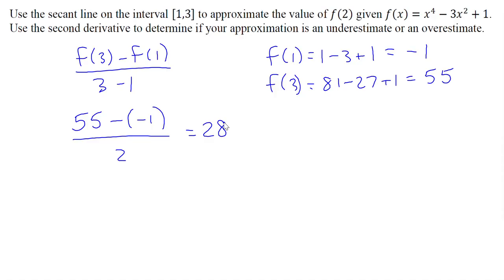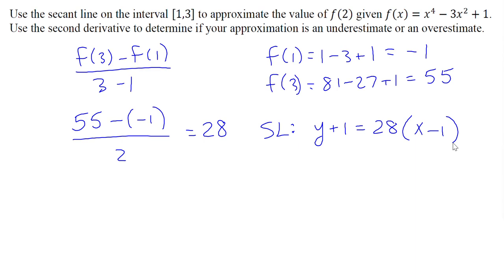We can write our secant line using either of these 2 points, either the point 1, negative 1, or the point 3, 55. I'm going to use 1, negative 1, because I might as well use the one that's got the smaller values. So our secant line is going to be y minus negative 1, or y plus 1, equals that slope times x minus 1, just leaving it in point slope form.